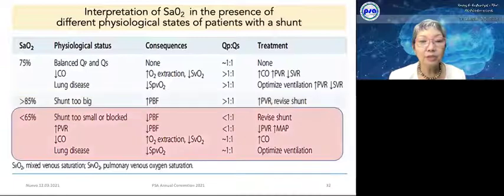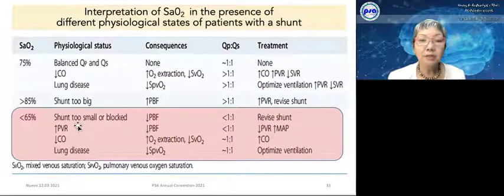And in the next situation, if the saturation is less than 65, then this is worrisome. So why is it? Is it because we have no flow to the lungs? We have no flow to the lungs because the shunt is blocked, or the shunt is very small. Hence, the QP:QS in this situation, saturations are very low, low blood flow. Then we have to revise the shunt.